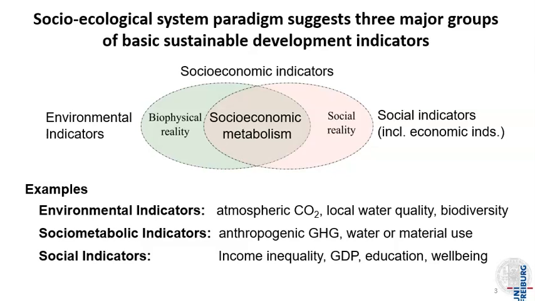If we look at the general concept of socio-ecological systems, we see that there are 3 realms: the biophysical reality, the social reality, and the overlap between the 2. So for all 3 groups, we can define indicators.